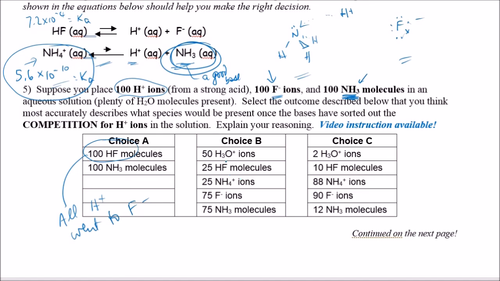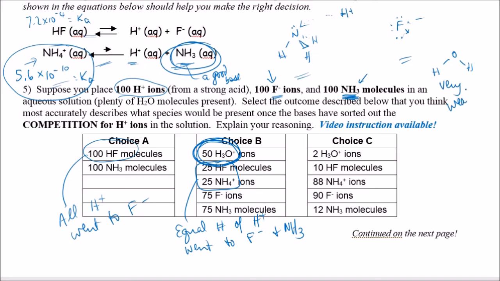Here, if you look, here we're saying equal numbers. Equal numbers went to the F minus, and equal number went to the NH3. And there is a third base, which is H2O. And so if you think about how does H2O compete with these other two, H2O is a very weak base, not likely to compete. And therefore, choice C is the right one.